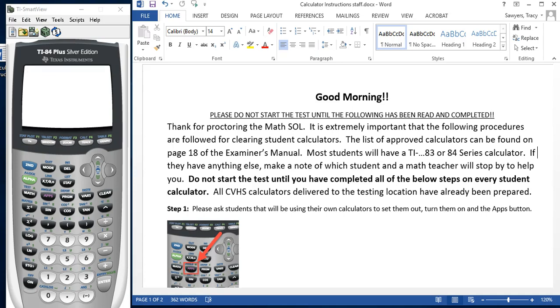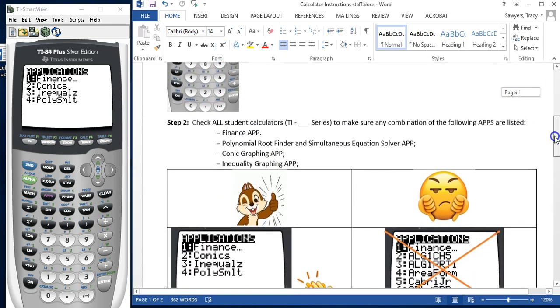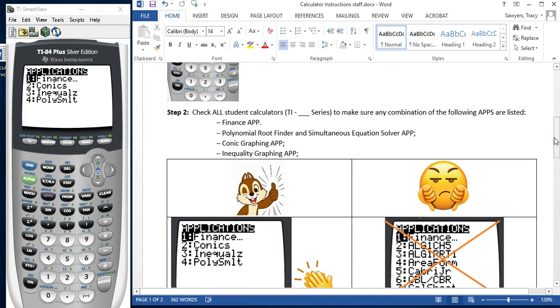For step 1, many students have their own calculators that they are allowed to use on the SOL. You want to have your students turn on their calculators and then press the apps key. There are certain apps that are allowed on the Math SOL. They are Finance, Poly Root Finder, Conics Graphing, and Inequalities. Any combination of the following apps are acceptable.